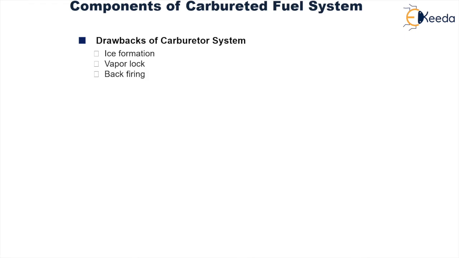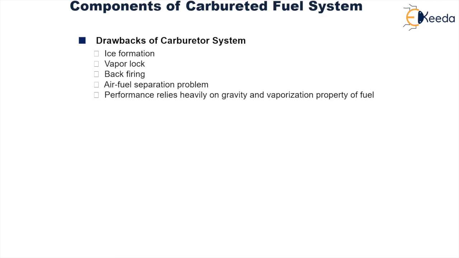Backfiring. We all know what backfiring is. The kick comes back because of back pressure. If some blockages take place and the jets in the carburetor are blocked because of some carbon deposition or some additional external impurities. Then air fuel separation problem. If there is more than one cylinder that needs to be supplied with the air fuel mixture, the separation of the mixture becomes a little bit problematic. Then performance relies heavily on gravity and the vaporization property of the fuel. This is really very obvious to understand. If the fuel is very dense and does not vaporize properly, then the carburation will prove insufficient to produce the required type of air fuel mixture.